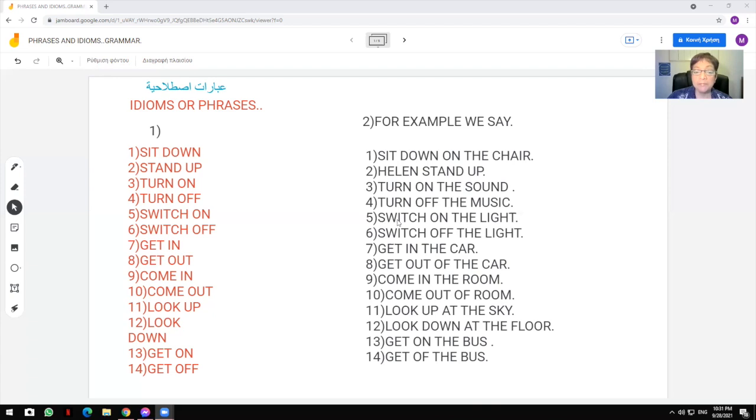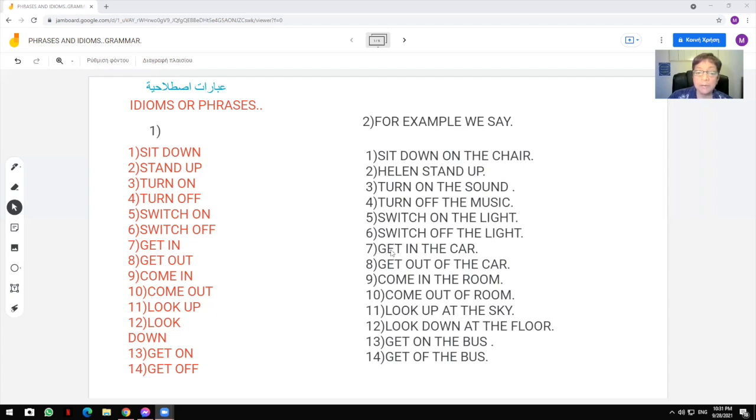Number five is switch on the light. Switch on the light, يعني ولع النور. Six, switch off the light. On, يعني بنولع, off, يعني بنطفي. Light, يعني النور.